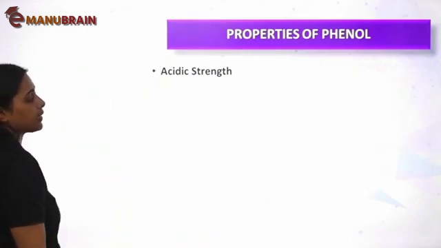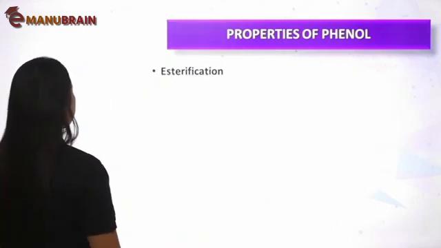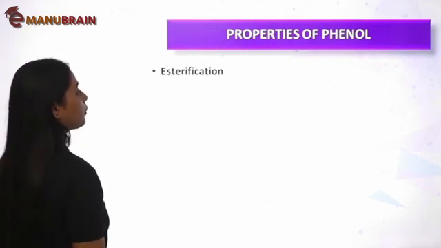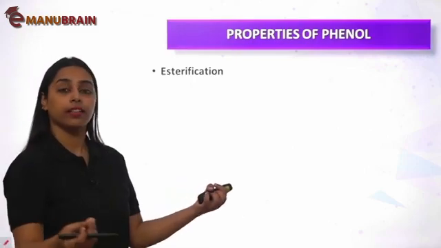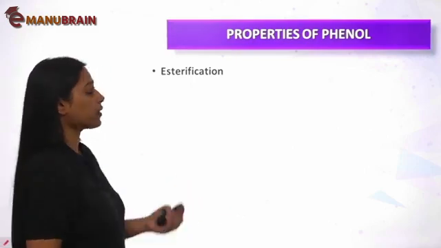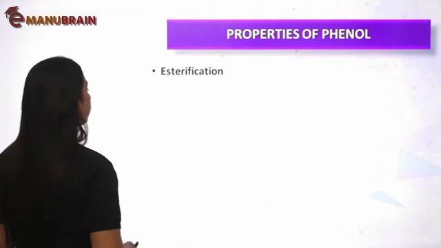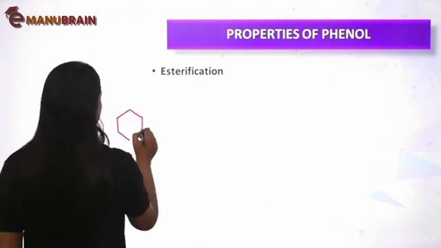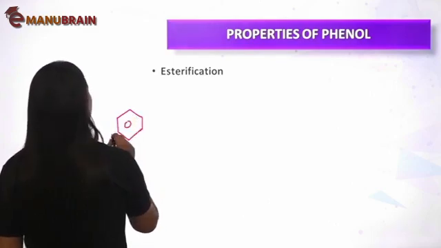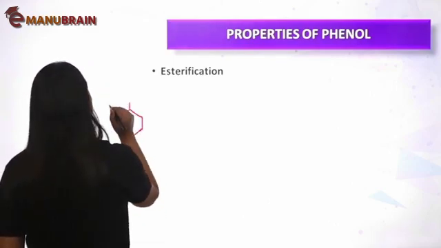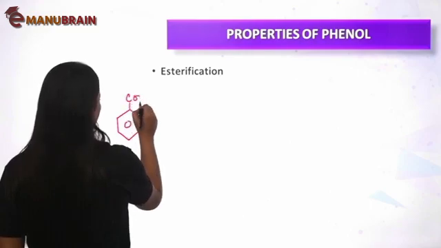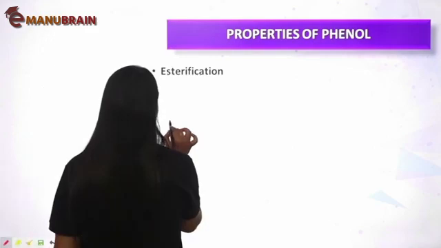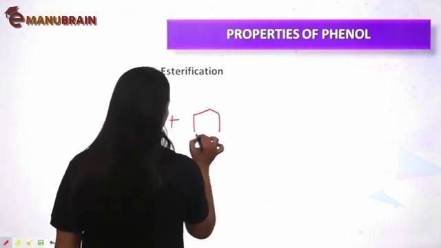So after acidic strength topic, we will discuss the consequence or effect of acidification, that because this phenol is capable of showing acidic nature, it shows esterification reaction as well. It will react with the acids. So let's take an example of benzoic acid only. Okay, you can take an aliphatic acid as well. We will show you both reactions. And take phenol.